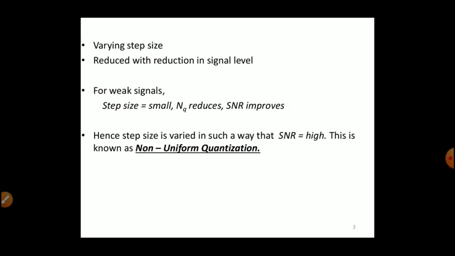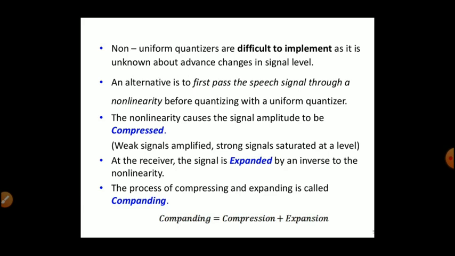Step size is varied, reduced with reduction in signal level, giving a reduction in noise. For weak signals, step size is small. Quantization noise reduces, SNR improves. Hence, step size is varied in such a way that SNR is high. This is non-uniform quantization. Non-uniform quantizers are difficult to implement as it is unknown to advance how the signal level will change.